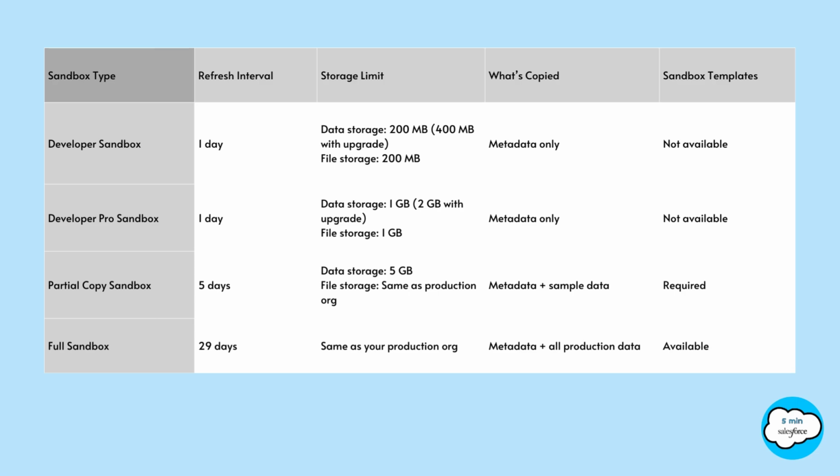Then we have partial copy sandbox. It can give you metadata plus a sample of your production data. They are great when you need realistic records for testing like UAT or integration testing. Partial copy sandbox can refresh every 5 days and uses moderate storage. So it's a middle ground between a simple dev sandbox and a full production sandbox.